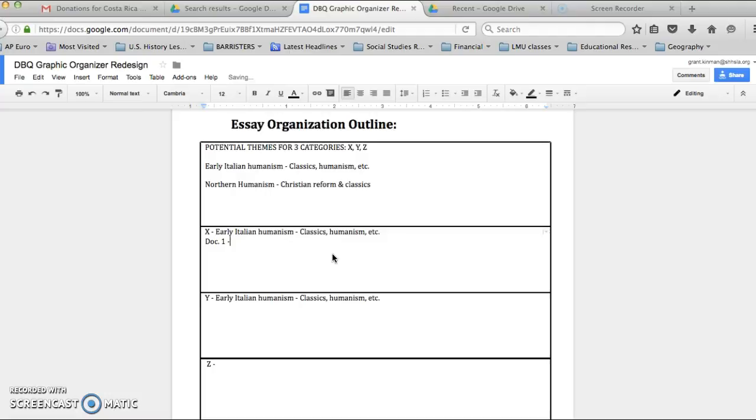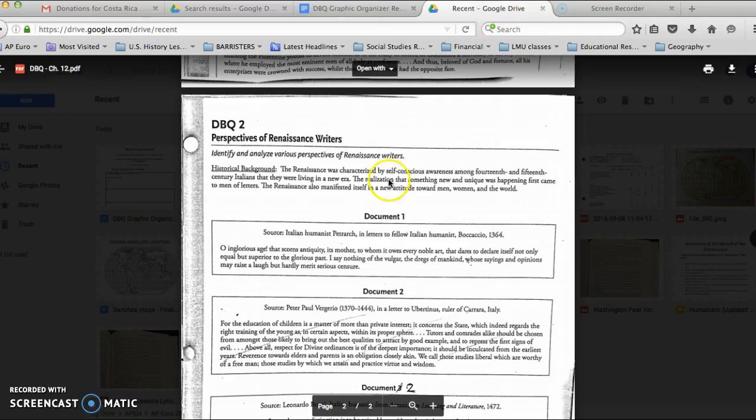Document 1. And we could say glorifying classicism while despising the medieval age, or the Middle Ages, right? Okay, so that's document 1. Let's go back. Let's look at a couple more.